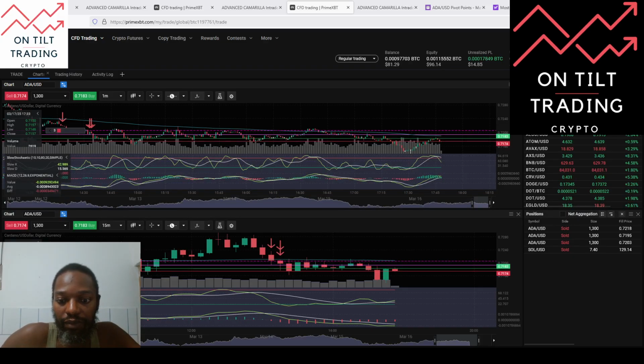Down here in the 15 minute, we're in oversold conditions. We've got the MACD trading under the average, and we've got sellers in control for a while. So we'll see how this goes.